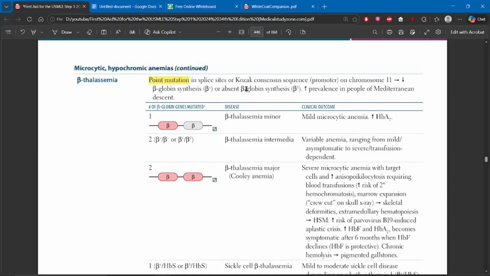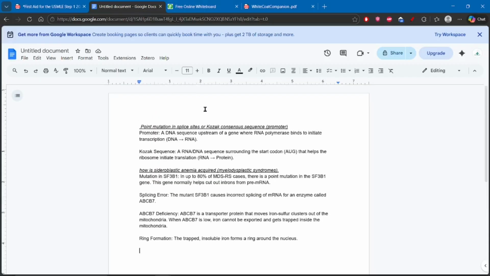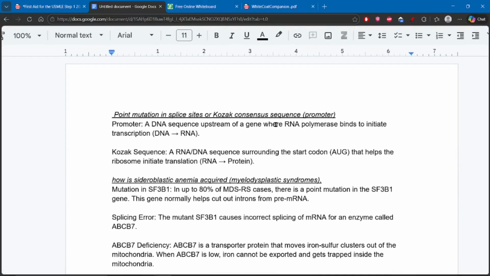So what happens is that there is a point mutation in the splice sites on the Kozak consensus sequence on chromosome 11. So chromosome 11 is quite important, something you need to keep in mind. Now, the Kozak consensus sequence is just a promoter sequence.